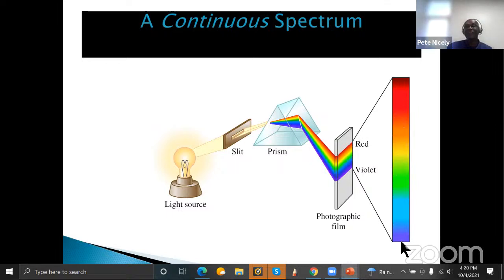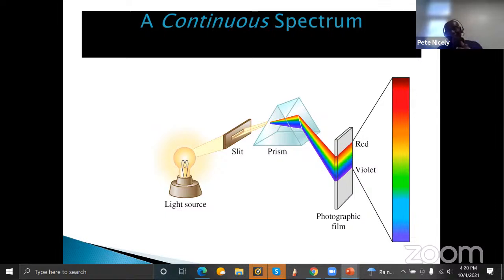So down here you'll have the violet, then indigo, which runs into the blue, which runs into the green, which runs into the yellow, then orange, and then red at the other end, all right? So that's basically what you would observe in the case of the continuous spectrum.